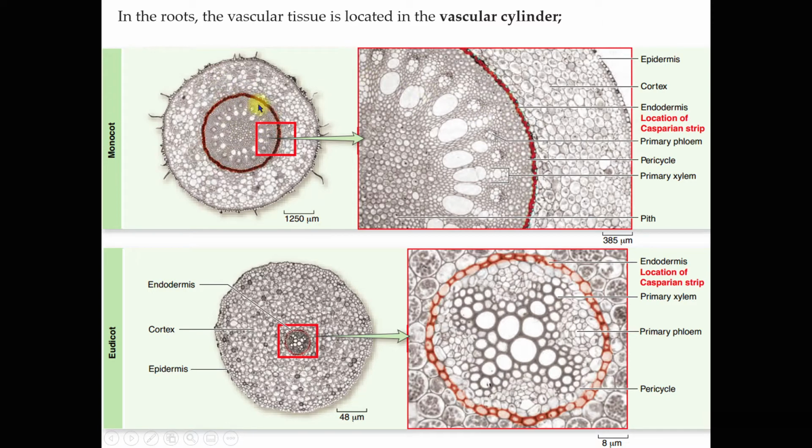Now, this is the vascular cylinder, right? This is the vascular cylinder where we have the vascular tissues in roots. So the vascular tissues consist of this, which is the xylem, and this, which is the phloem. Xylem and phloem. In monocot and in a eudicot, this is the xylem and this is the phloem, in the cross section of these roots.